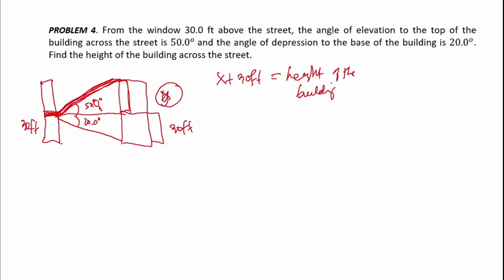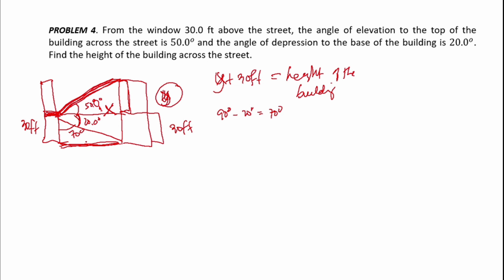Let us name this one y. This is our x, or y plus 30 feet. If this is our x, we need to find the value of x. Since the bottom side is equal, we have to compute. This is 20 degrees. To get the value for this bottom angle, we subtract: 90 degrees minus 20 degrees, that is 70 degrees. So therefore this is 70 degrees.